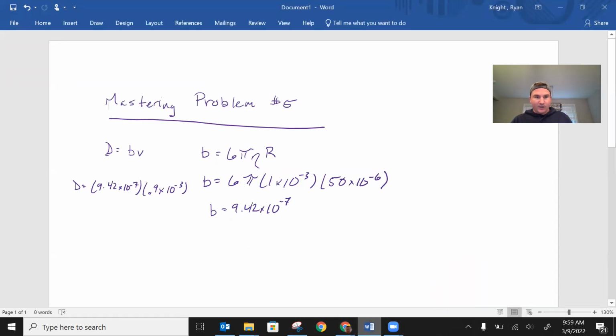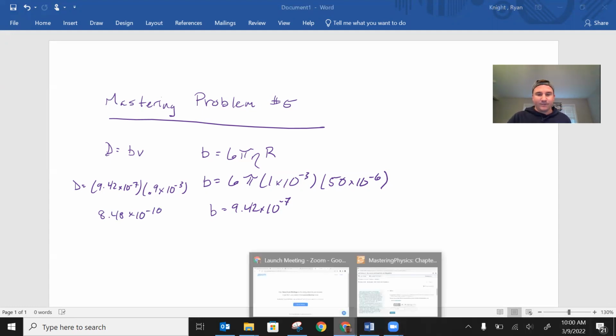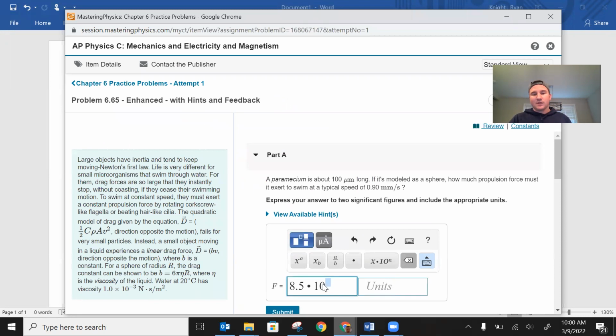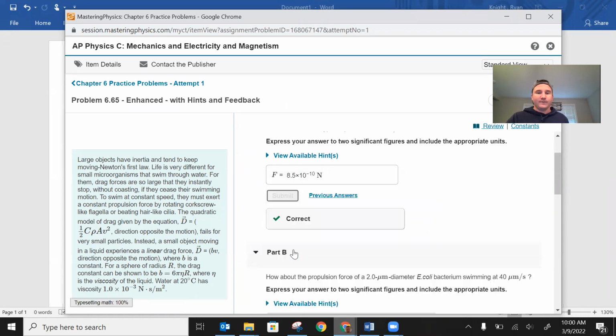So multiplying by 0.9 times 10 to the negative third, we get 8.48 times 10 to the negative 10th. Let's see, that's 2 sig figs, so 8.5. Let's check it. 8.5 times 10 to the negative 10th. The unit would be newtons. Cool.